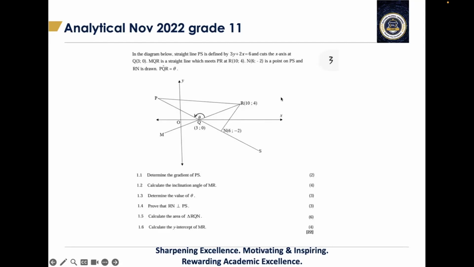We asked about the gradient. We asked about the angles of inclination, how to determine the values of theta, and everything like that. So the thing that is taught in grade 11, it is not taught again in grade 12. So if ever you have learned it perfectly in grade 11, it means that you're going to master it in grade 12. Can we get to the next slide, please?